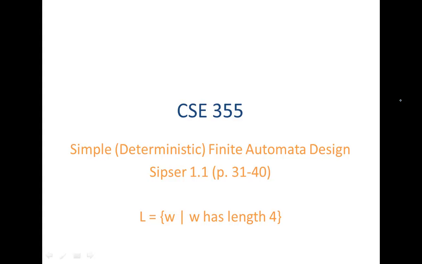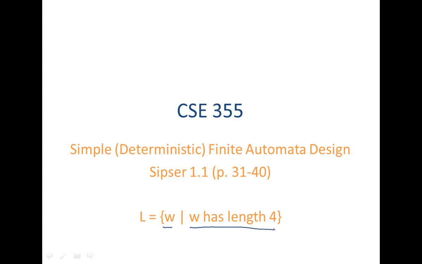Let's look at an example of constructing a DFA related to the material in Sipser section 1.1, which is roughly pages 31 through 40 in the 3rd edition. So the language that we're looking at is L, which is a set of strings W, such that W has length 4. Remember, L is a language, therefore it's a set of strings. Here the strings are represented by W, and W has the condition that W has length 4.